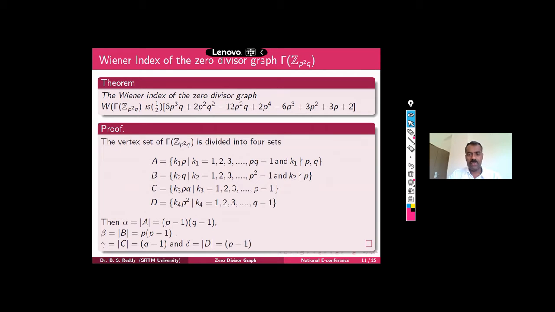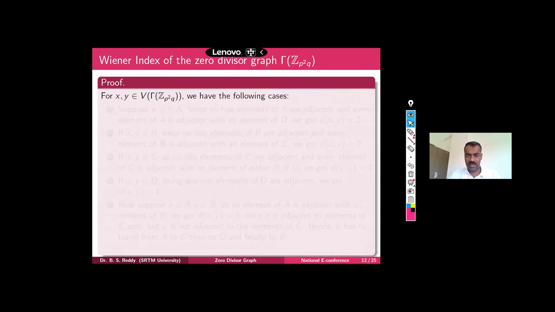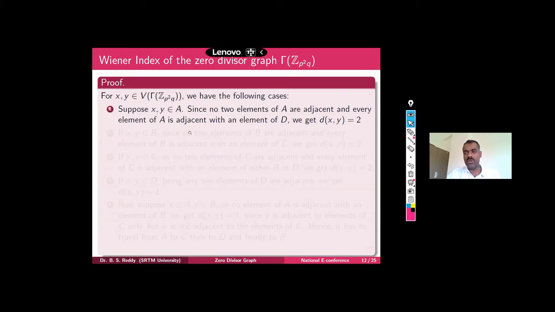From A, if you take A to C, then P square Q will be 0. It is not D. It is from A to C. So if X and Y are in A, then we can go to C, then come back to A. Okay, so there is a small mistake here. This is actually C. Then from A to C, it is adjacent. So you can get distance as 2. Okay.